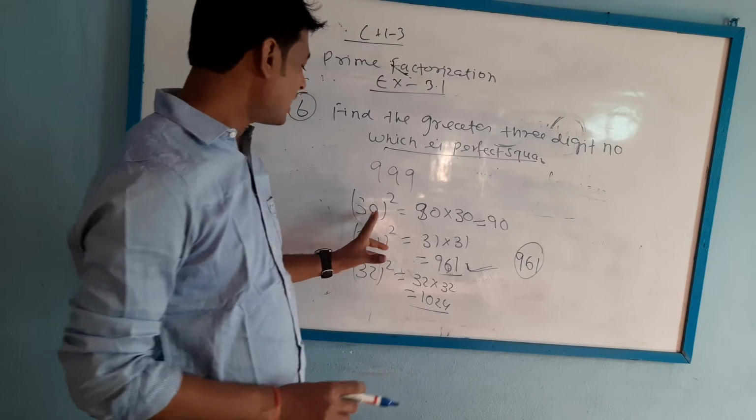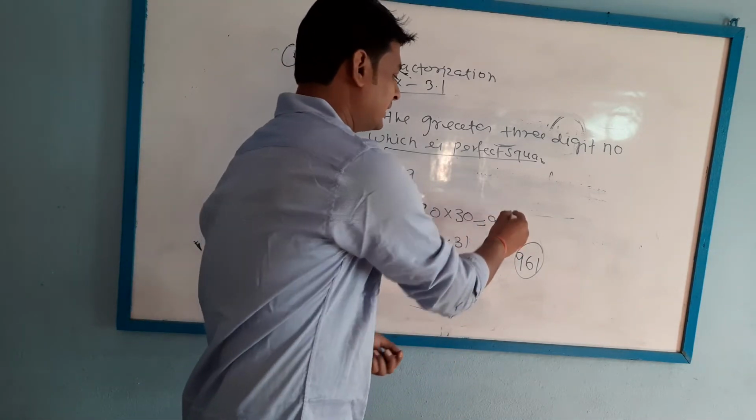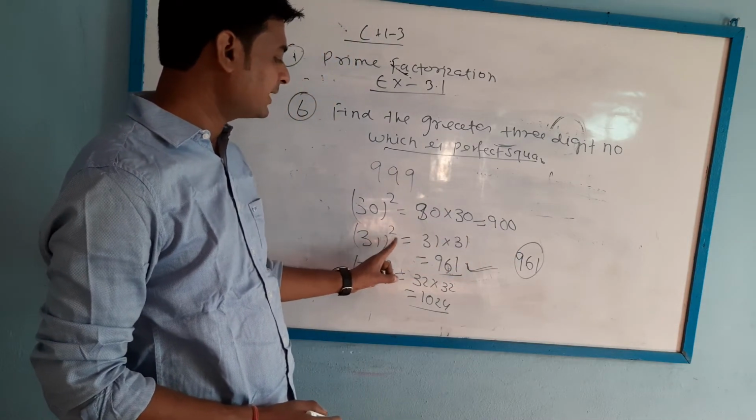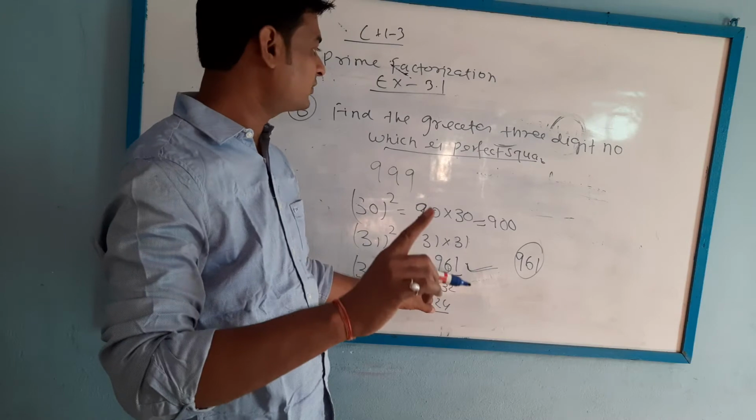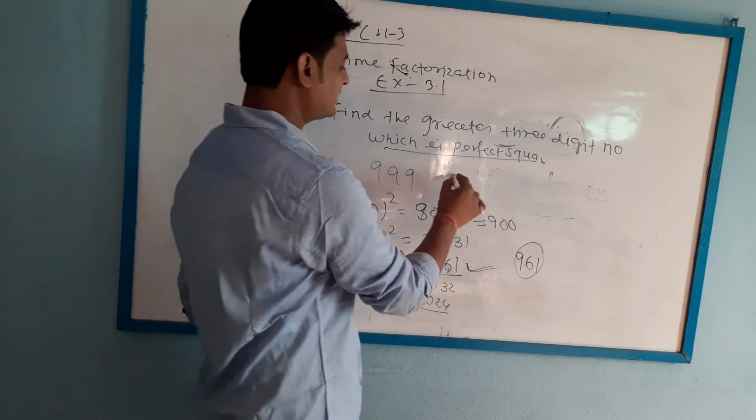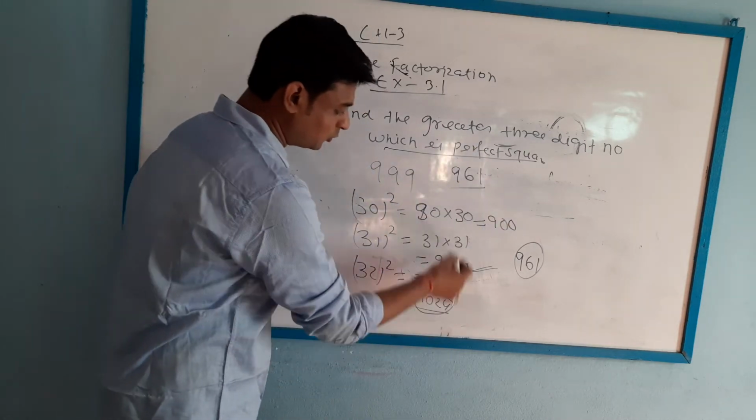So here the square of 30 is 900. Greater than 900, the square of 31, we are getting 961. So the greatest 3-digit number which is a perfect square is 961. And 1024 is a 4-digit number.